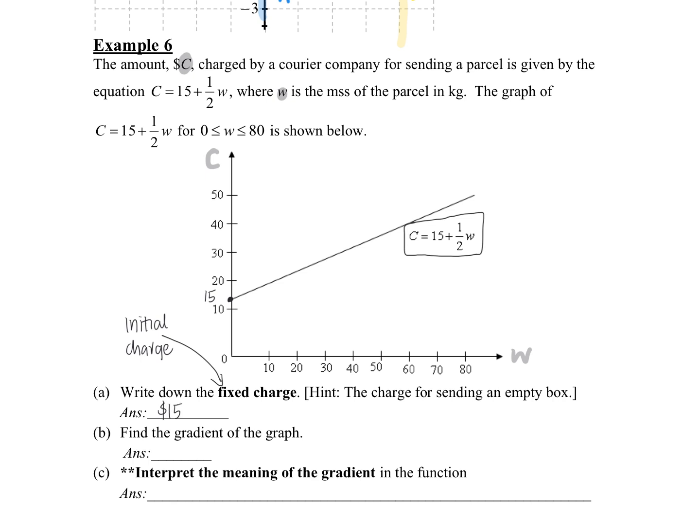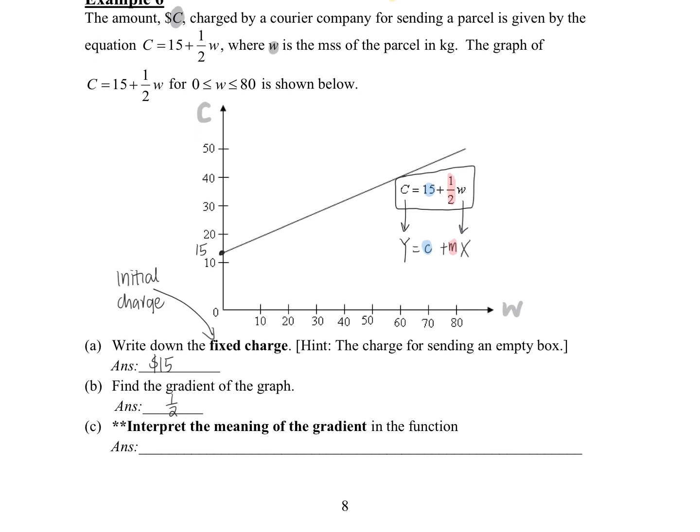Okay? Then find the gradient. No need to find because this is your y, this is your x. So what do you think are these numbers? So gradient must be half, and then the y-intercept must be c. So in this case, gradient is half. So they ask you, what is the meaning of the gradient?